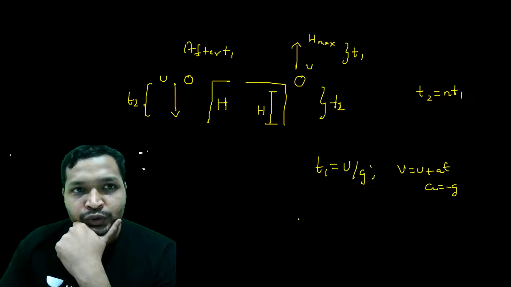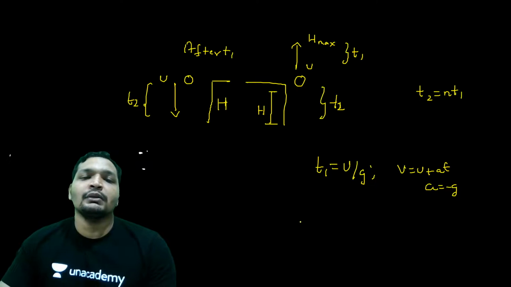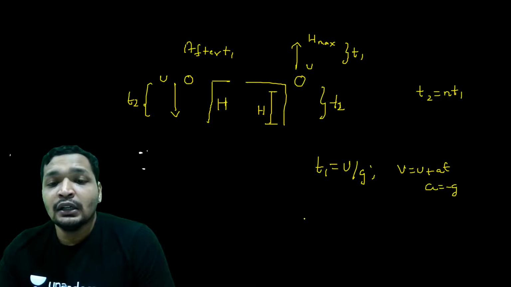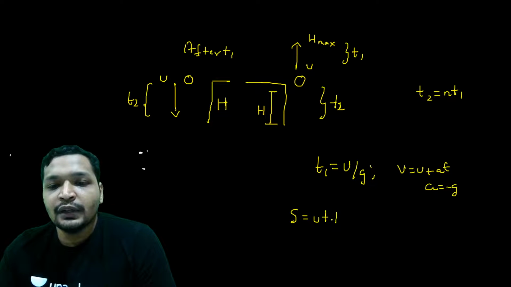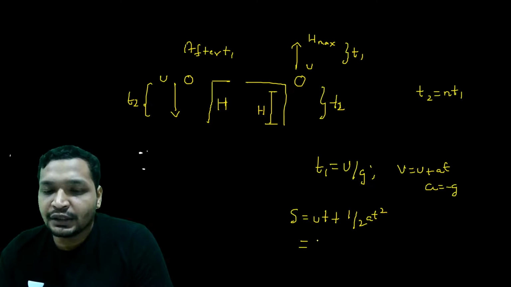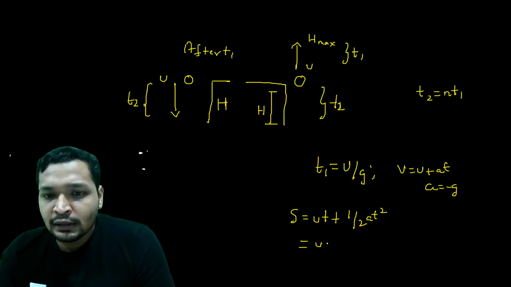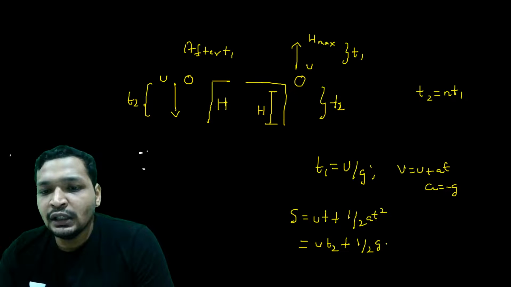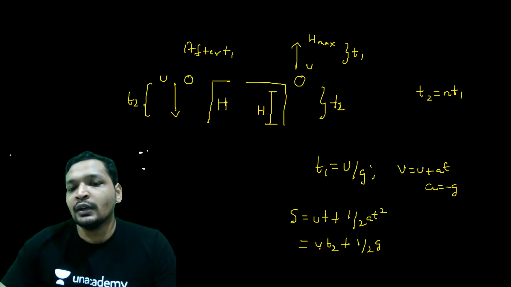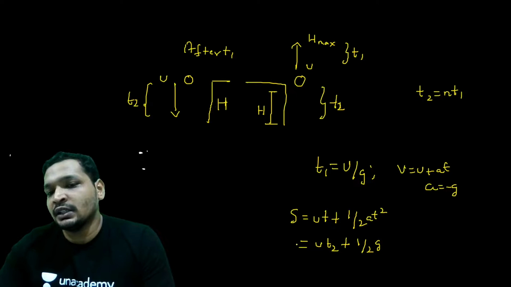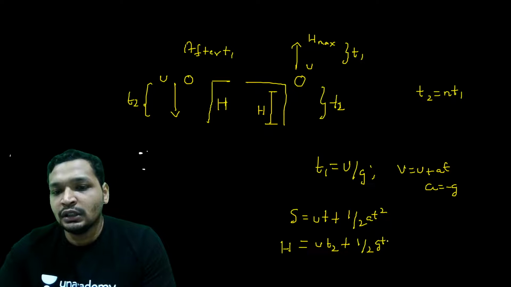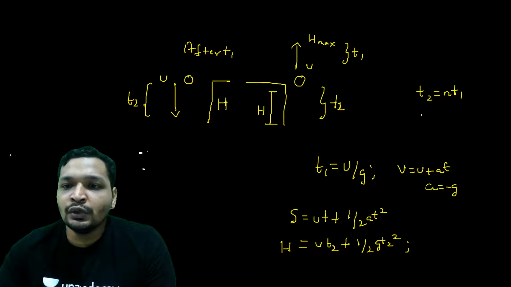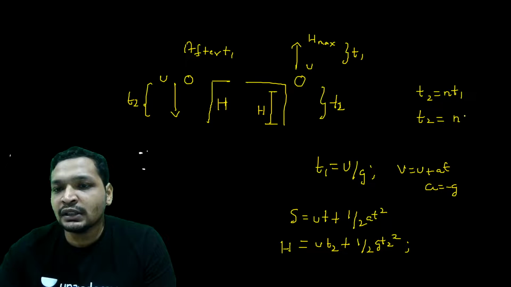V square is equal to u square plus 2as. That's not going to yield anything because you don't know v. So you can apply s is equal to ut plus half at square. Now your gravity and the velocity are in the same direction. So this is going to be u again, and time T2, and half of g. G is in the same direction, so no minus g anymore, else you write it as minus h is equal to minus u T2 minus half g T2 square. Okay, h is equal to u T2 plus half g T2 square. And what is T2? T2 is n times T1, which is nothing but n times u by g.